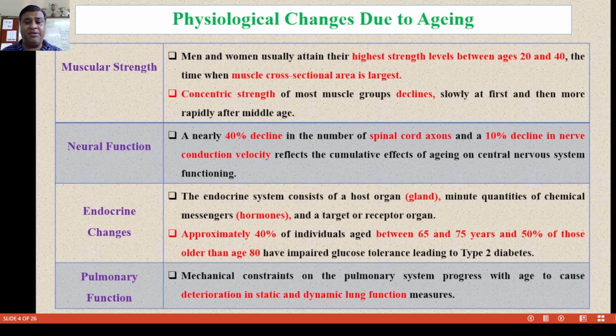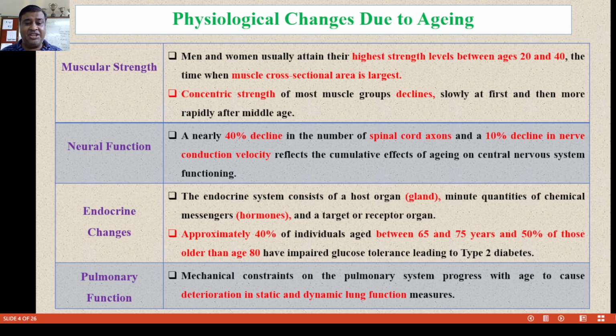Next is neural function. Neural function basically changes the spinal cord. A total of 40% declination can start, and 10% declination can start in the nerve conduction velocity of the body, especially the cumulative effects of aging, especially on the CNS, the central nervous system functions of the brain.